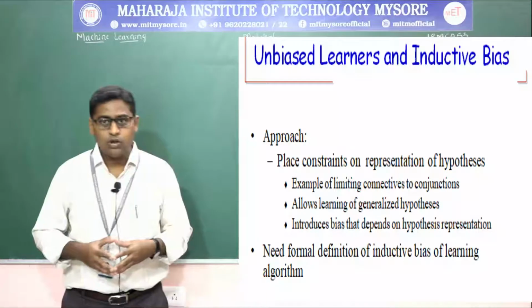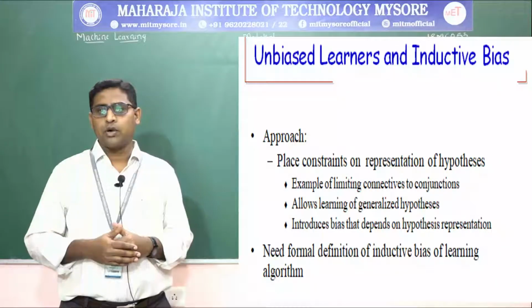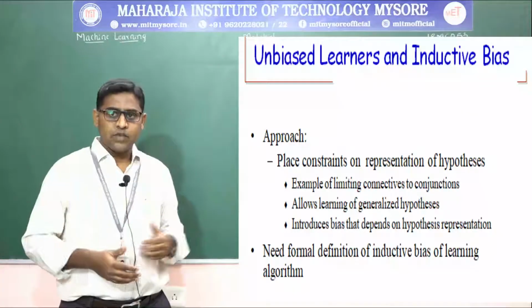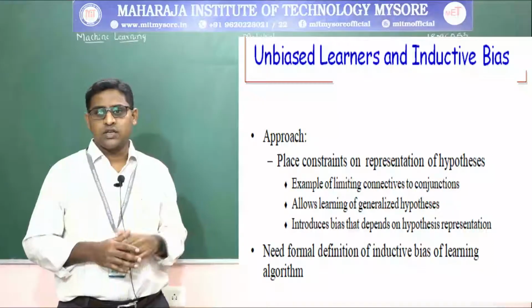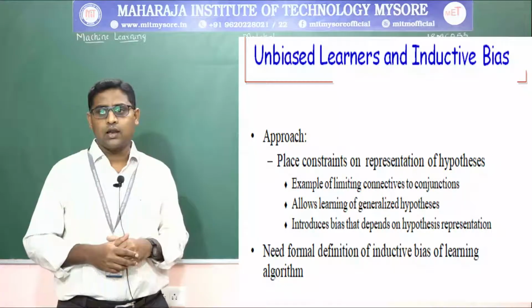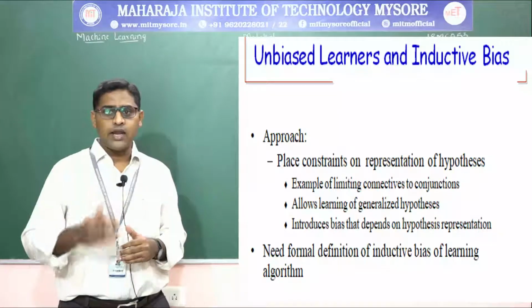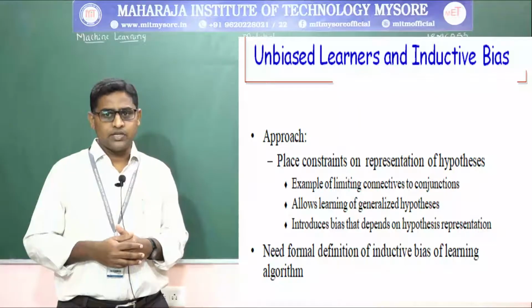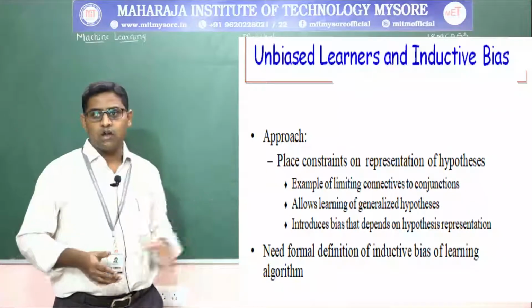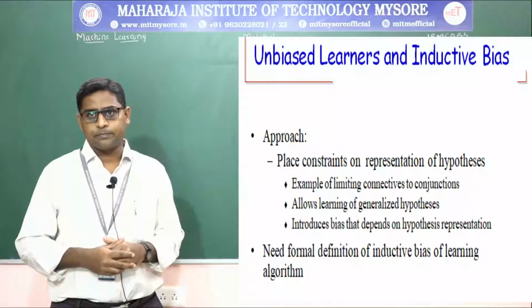So we have an approach where we need to place constraints on the representation of hypotheses, for example limiting to conjunctions, which allows learning of generalized hypotheses and induces a bias that depends on the hypothesis representation. So we need a formal definition of the inductive bias of a learning algorithm.